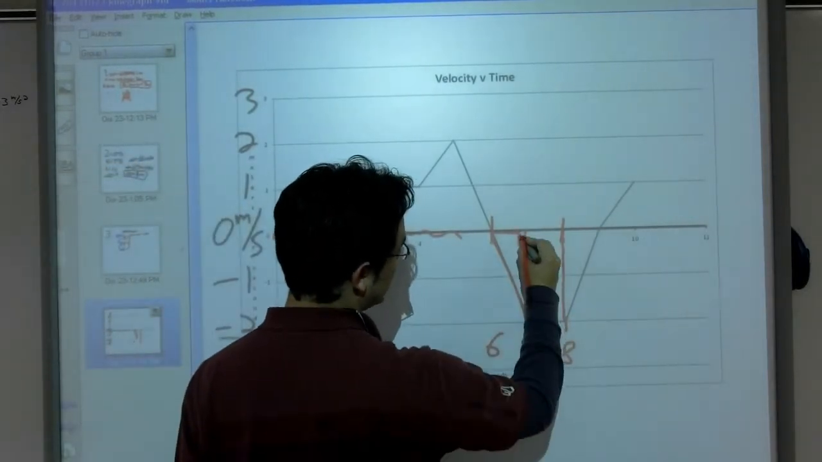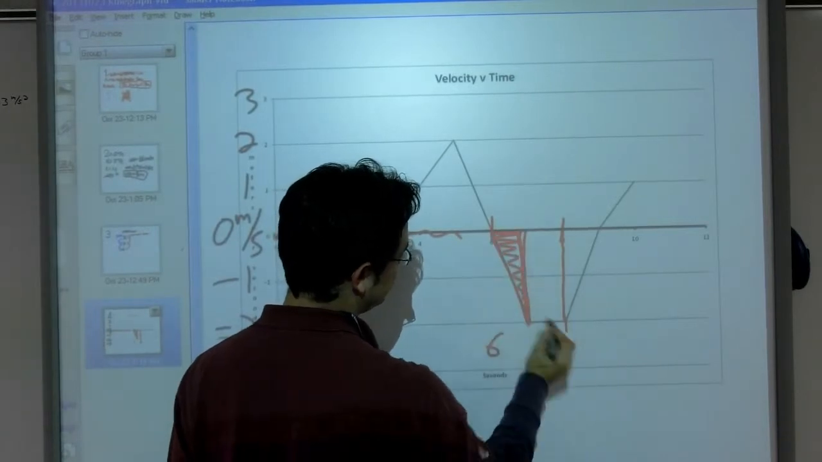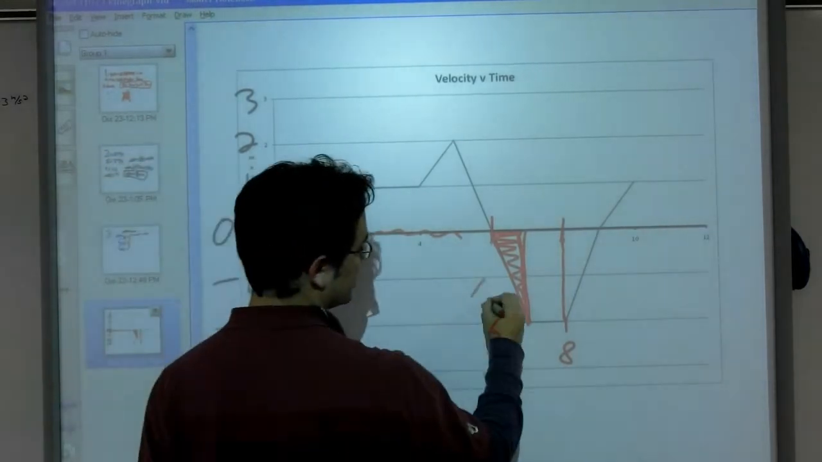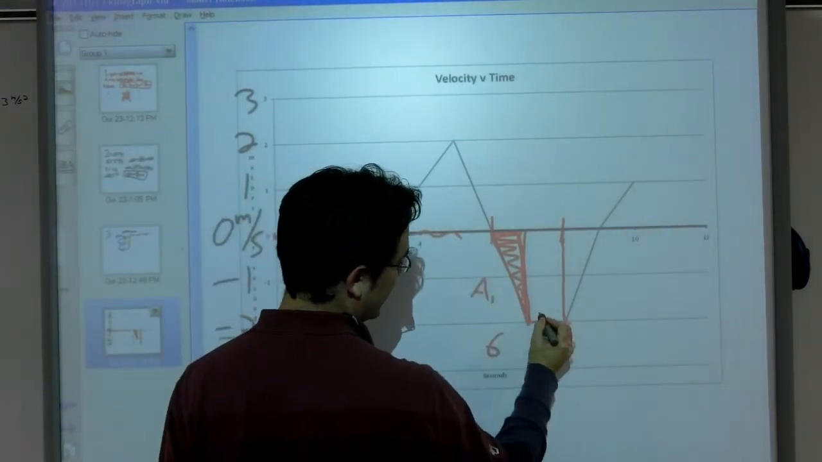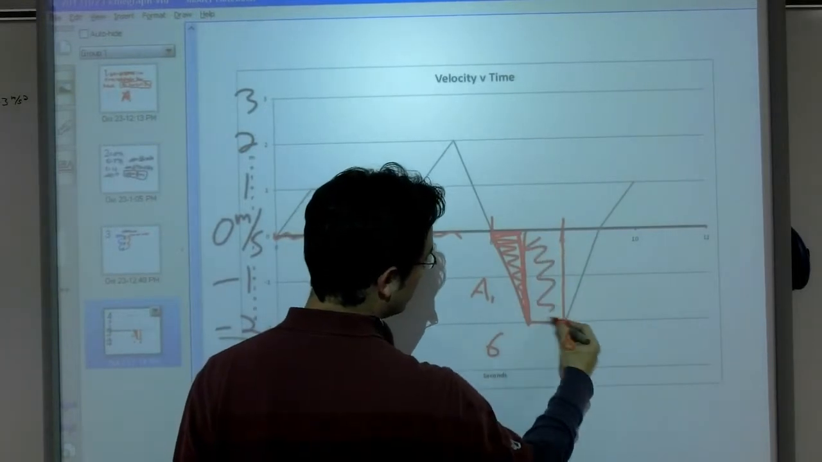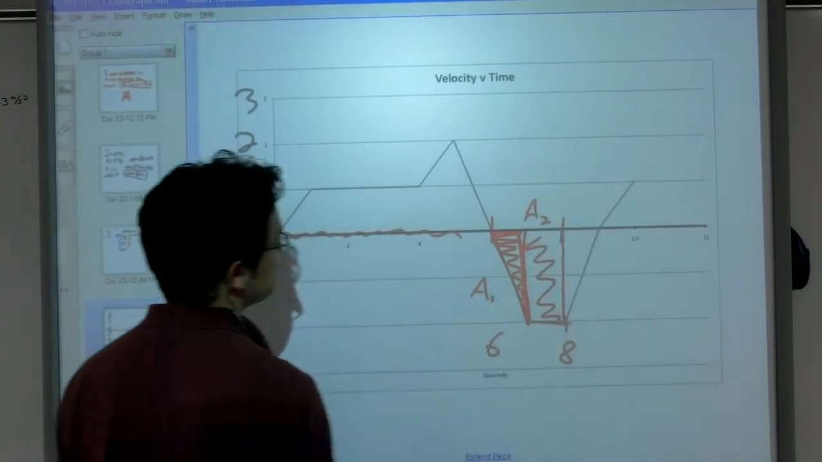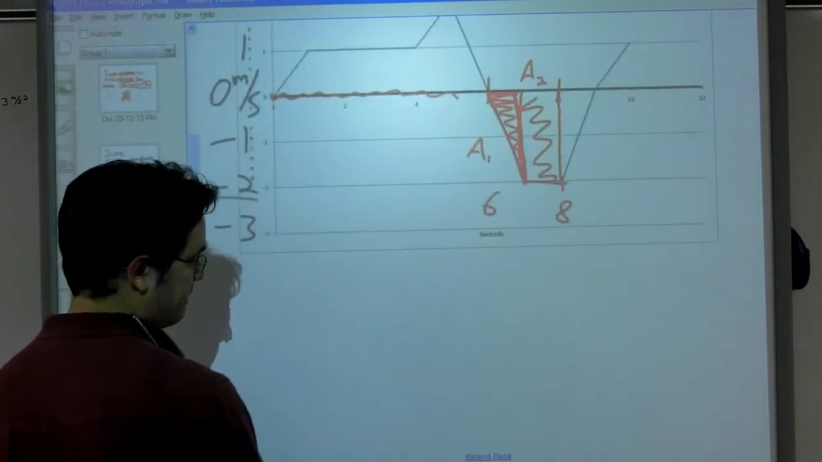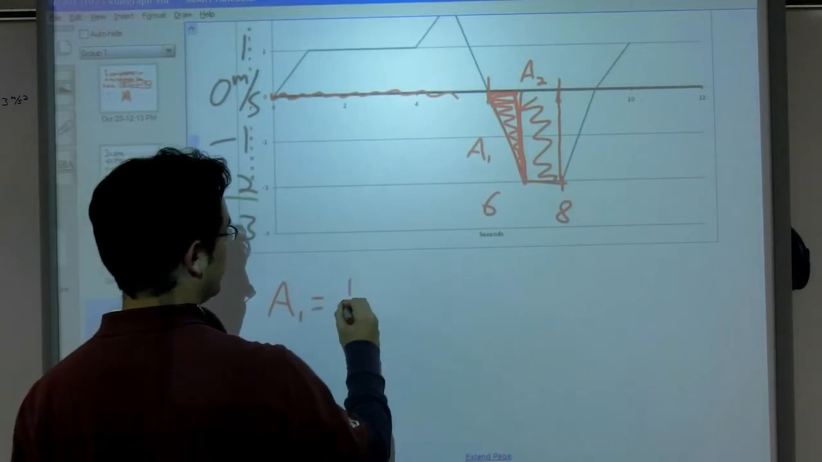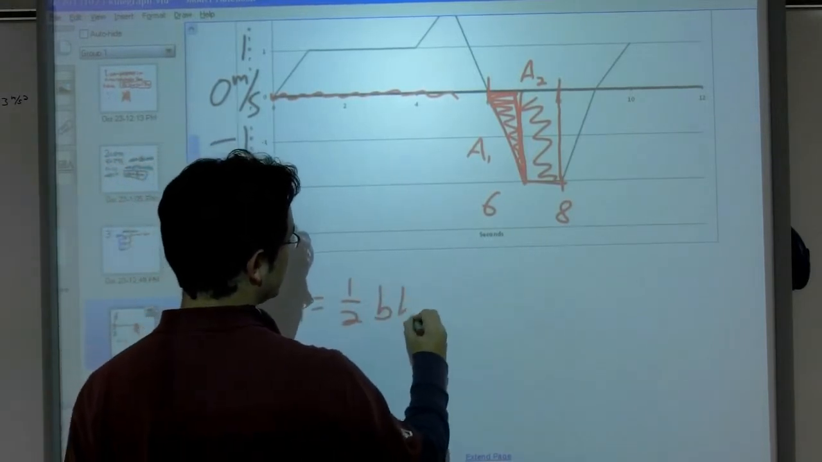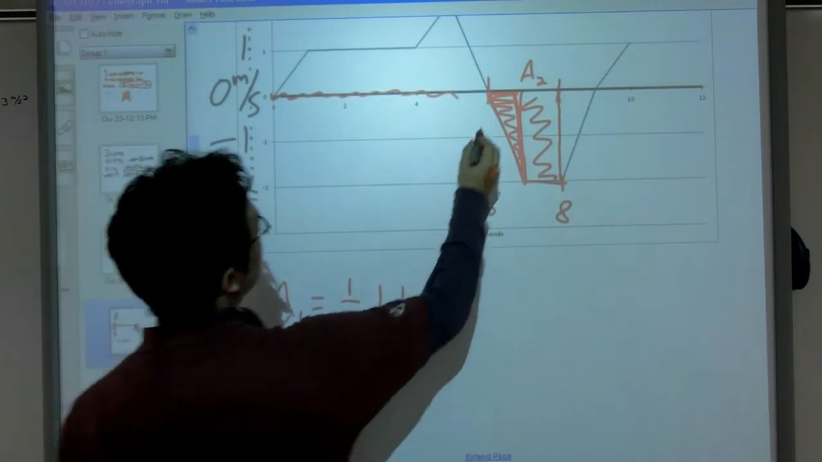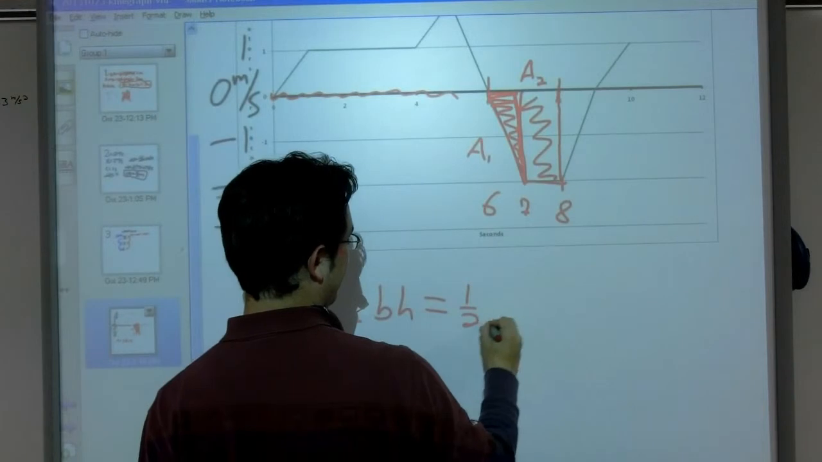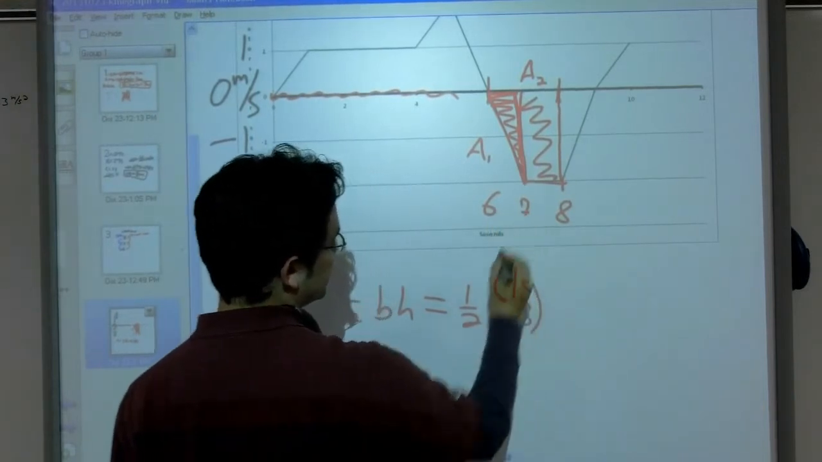So in this case, I have once again a triangle here, and my area is going to be, so we'll call this guy area 1, and this guy area 2, just like we did before. I know my total area is the combination of those two. Let me get some more room here. And so A1 is going to be equal to 1/2 base times height, because it's a triangle. Well, my base is going to be 6 to 7 seconds, so that's 1/2 times 1 second, from 6 to 7 seconds.